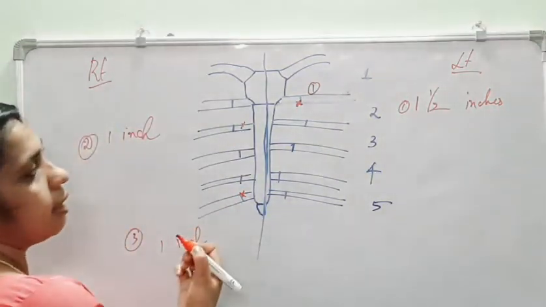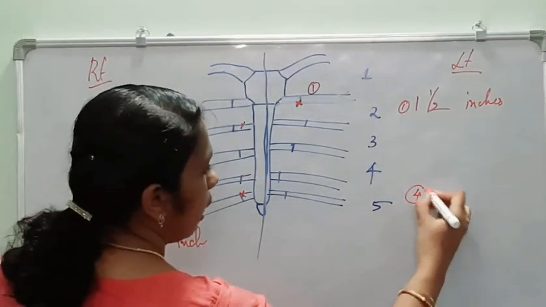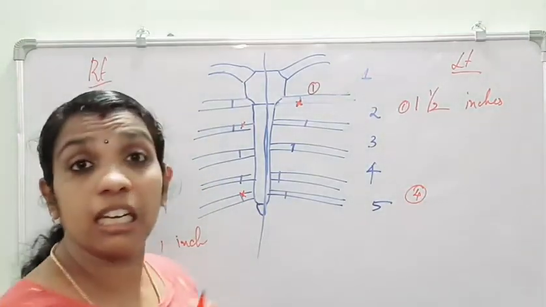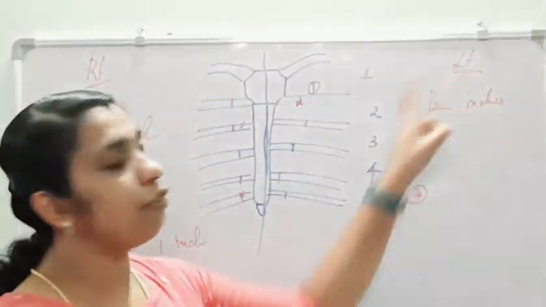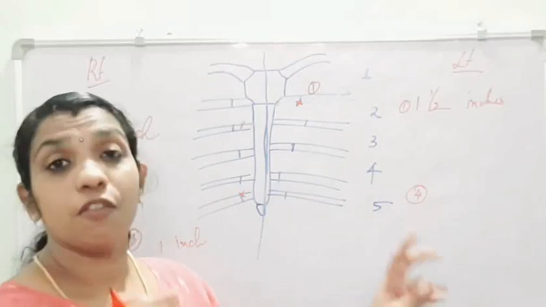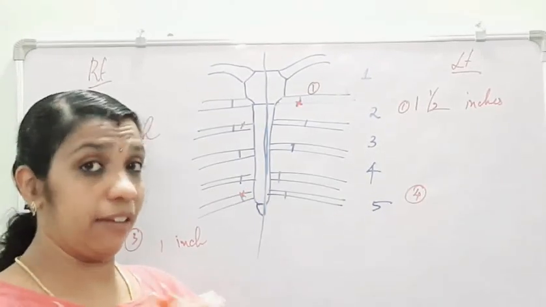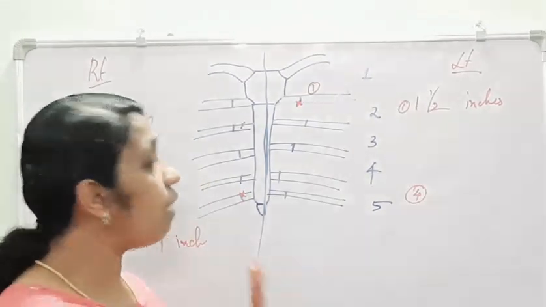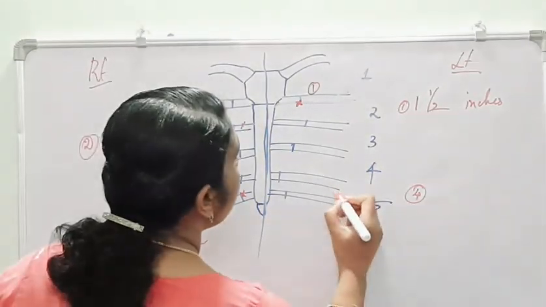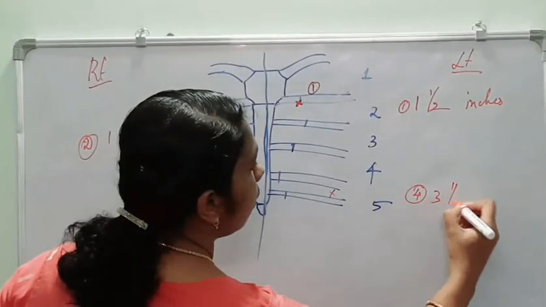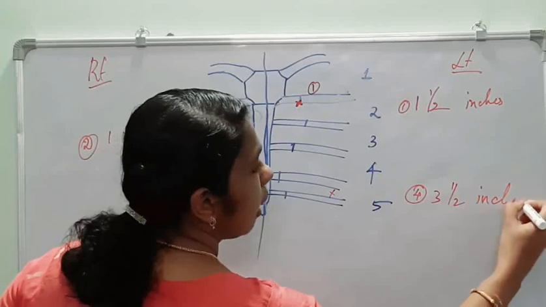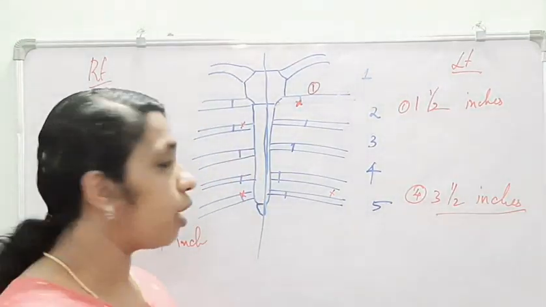Next is the fourth point. It is in the fifth intercostal space, the left fifth intercostal space, which is 3.5 inches away from the median plane. So these are the 4 points.